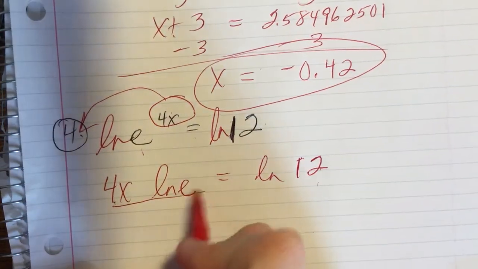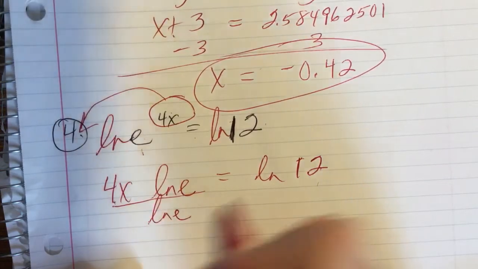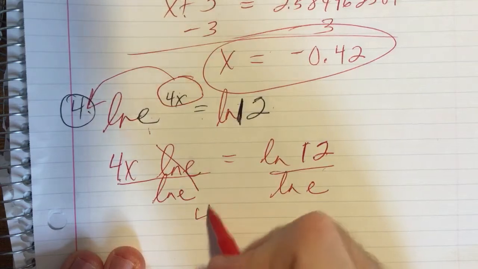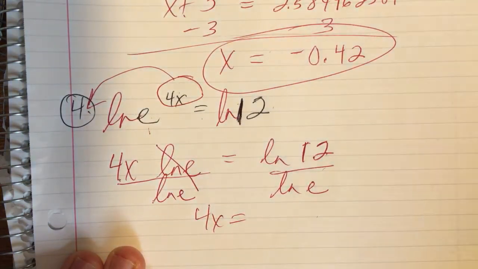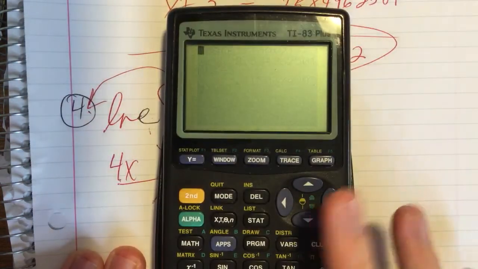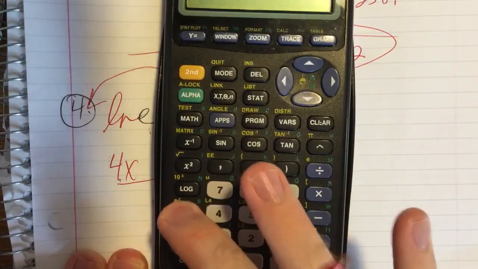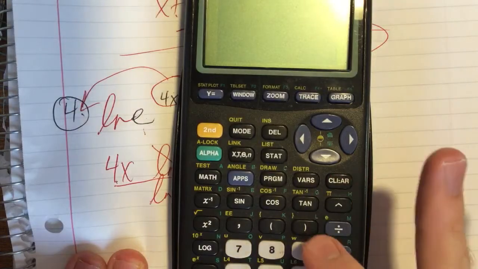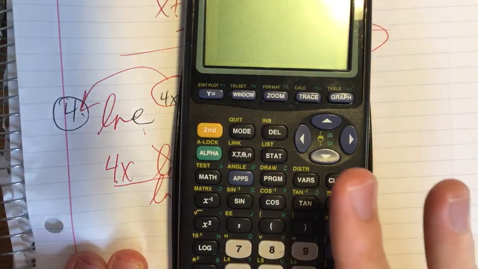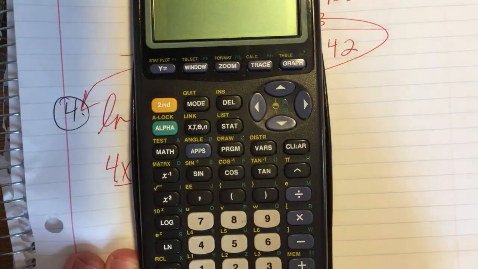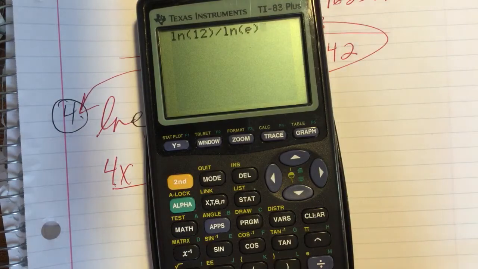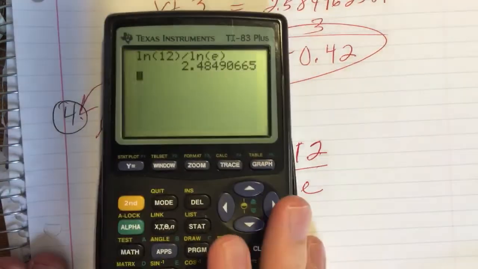I want to isolate 4x. I'm going to divide both sides by the natural log of e. 4x is going to be equal to the natural log of 12 divided by the natural log of e. We're going to do this on the calculator using the natural log button, ln, natural log of 12 divided by the natural log of e, and e can be found using the second division obelus. And this is equal to 2.48.